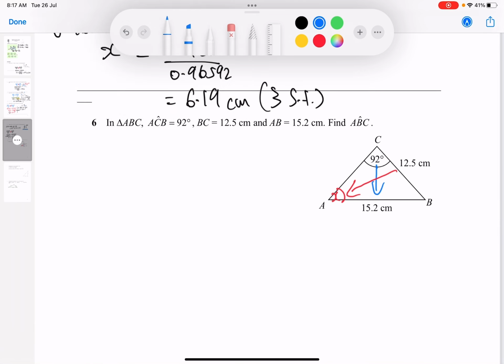Since we know that it's sine 92 divided by 15.2, it should be equal to something. You must match this up together. Can you try by yourself first? It's important for you to try. I'll give you about 2 minutes to try to do this.